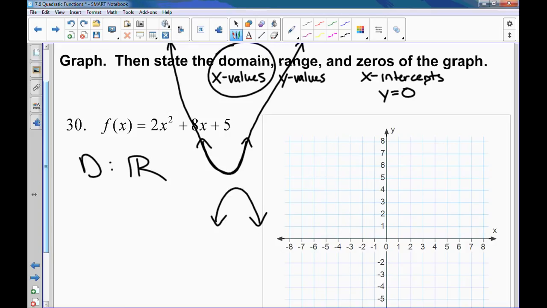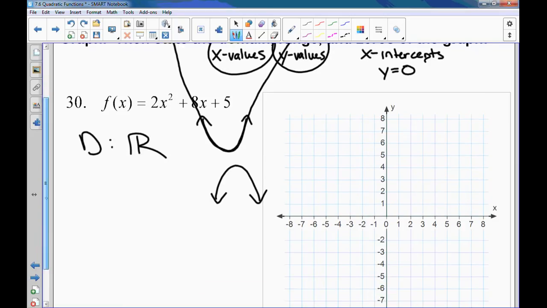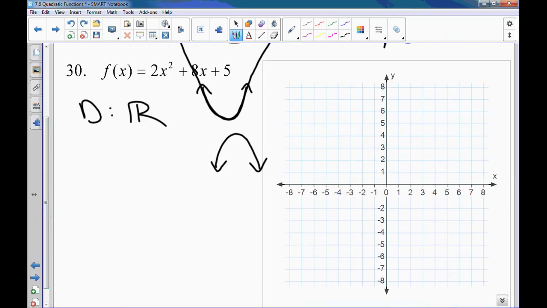Whether something opens down, it's going to have a maximum. That's going to determine our range. Well, if you remember, how do we find the vertex again? We have to use the axis of symmetry equation, opposite of b over 2a. So in this problem, it's negative 8 over 4, which is negative 2. Now I need to plug in this negative 2, since that's the x value.